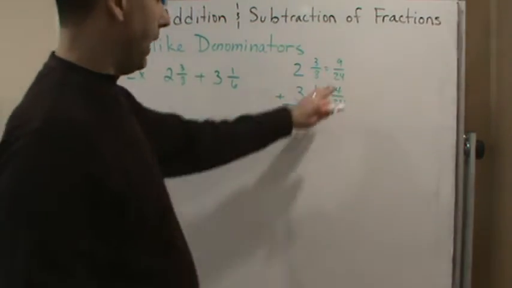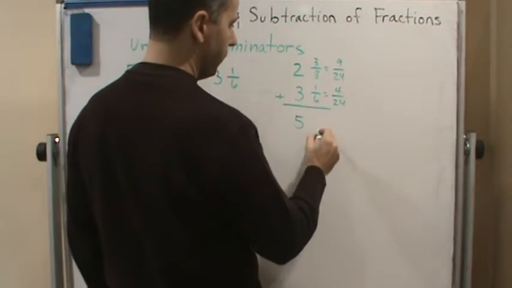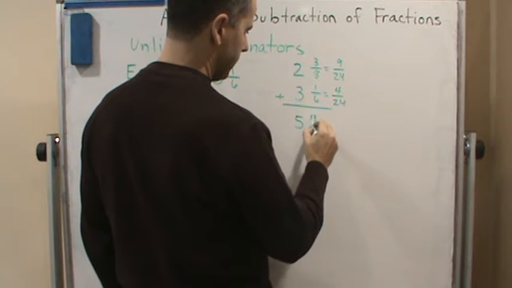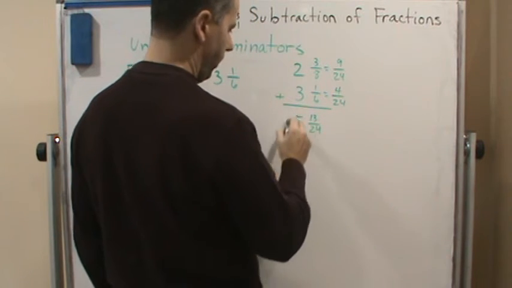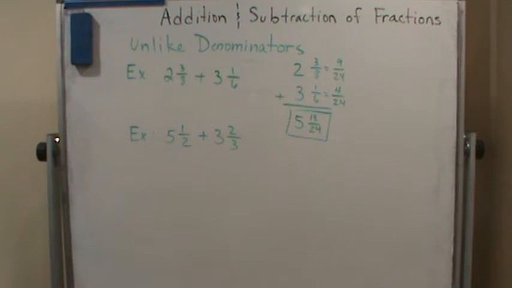Now I can go ahead and add down. So this becomes 5 and what? 13/24ths. And I'm done. It's that easy. And it's already reduced. Nothing to reduce. Why? Because I used the least common multiple, the lowest common denominator.